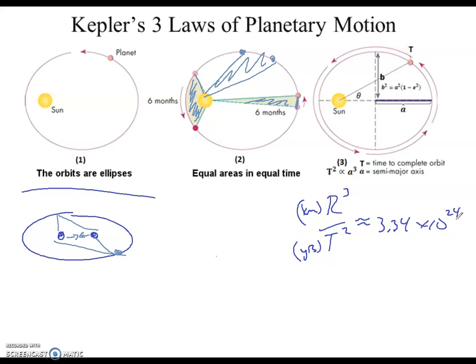So this is where the great calculation kicks in, where you could actually calculate the period for an orbit or the radius for an orbit, because they calculated a constant ratio, which is absolutely amazing. So if you take the Earth's orbit, which is about 150 million kilometers, and you cube that, and you divide it by 1 year squared, which of course is just 1, you will get about 3.34 times 10 to the 24.